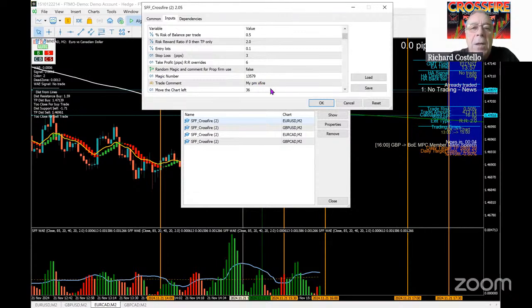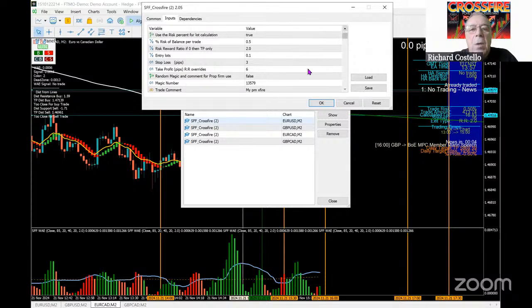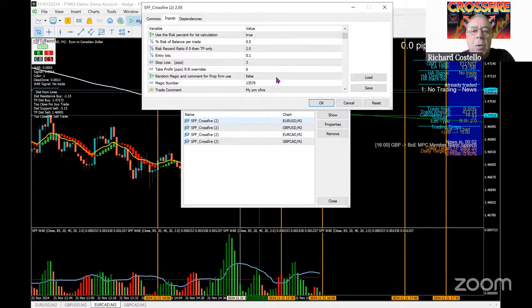These 3 items here, I'll just move that out of the way. These 3 items here are only relevant if you're doing a prop firm trading challenge. So if you want your trading assistant to generate a magic number, a random magic number, you can toggle that from false to true and back again to false.